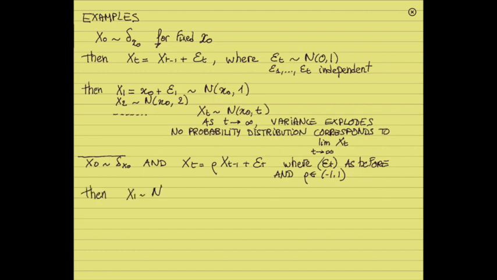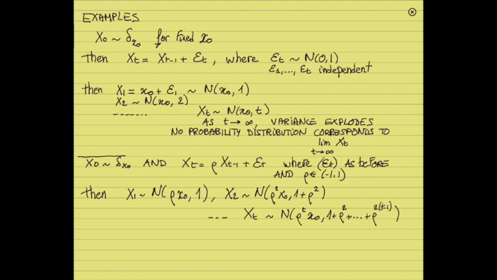So then, if we do the same type of calculation, we find that x1 is marginally normal with mean rho x0 and variance 1, x2 has mean rho square x0 and variance 1 plus rho square. And if we do the calculation iteratively, we find xt to be a normal with mean rho to the t x0 and variance 1 plus rho square plus rho to the 4 plus all the way to some power of rho. And so this time we can take the limit.